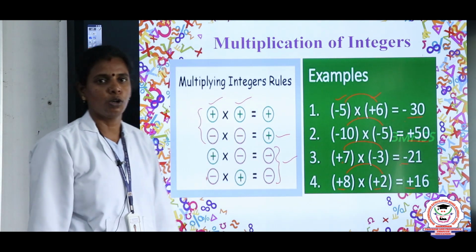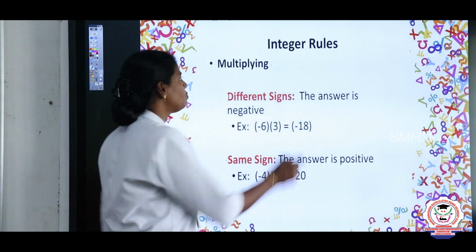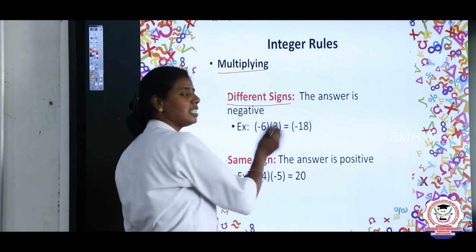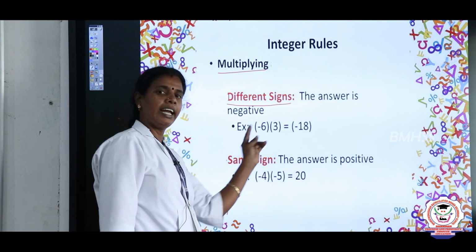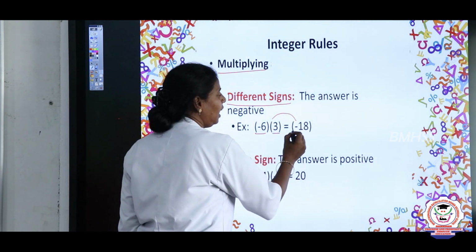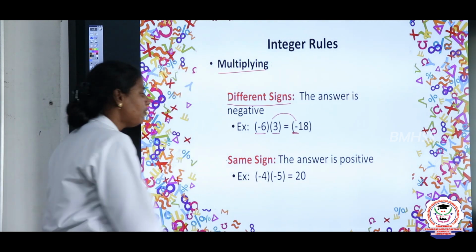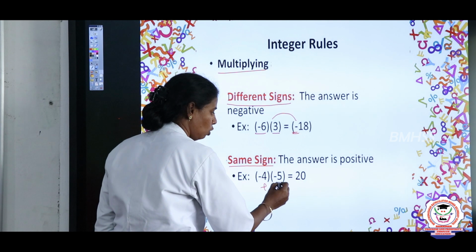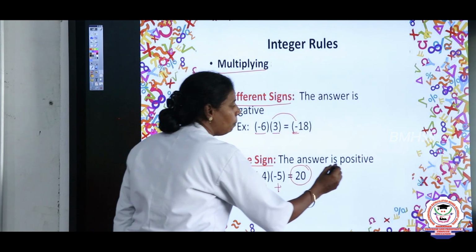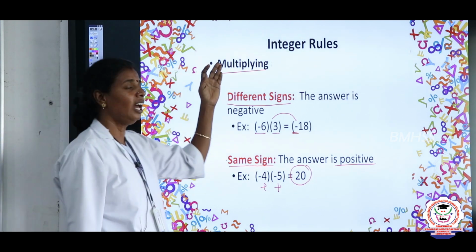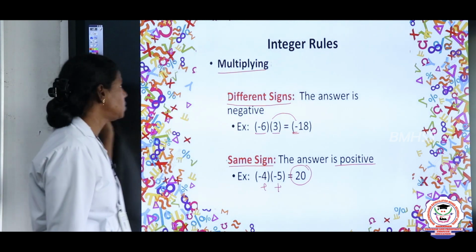So the rule of integers for multiplication is: for different signs, that is positive and negative or negative into positive, the answer will be negative. If it is the same sign, both negative or both positive, the answer will be positive. So this is the rule which we are going to use in the multiplication of integers.